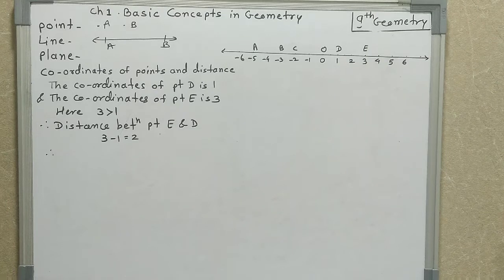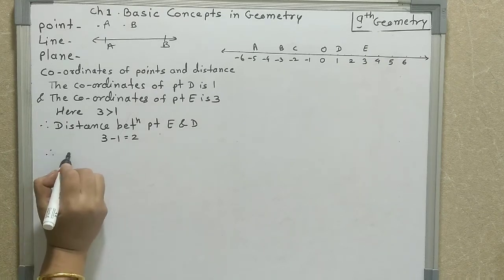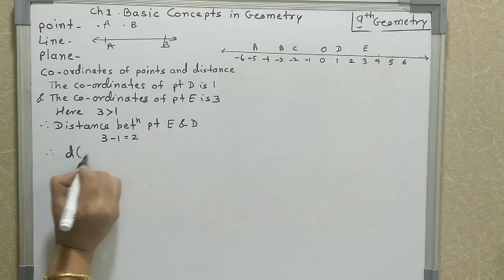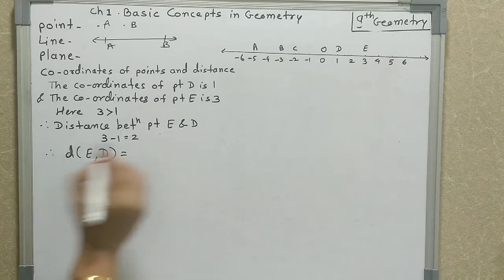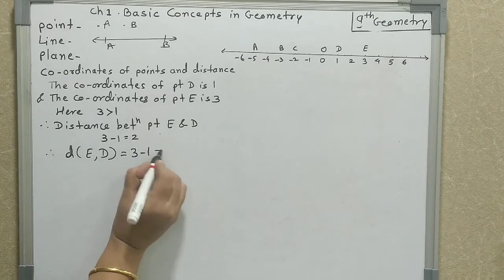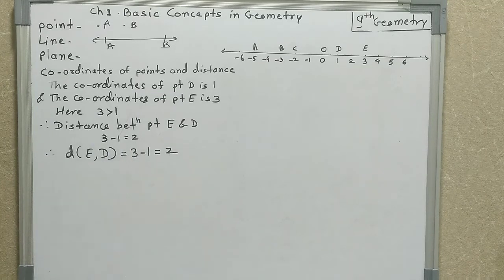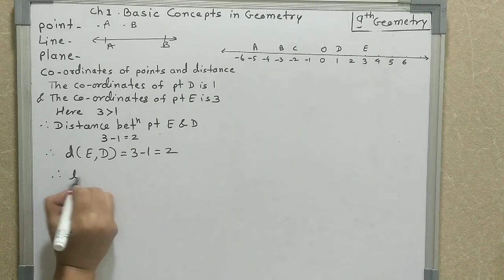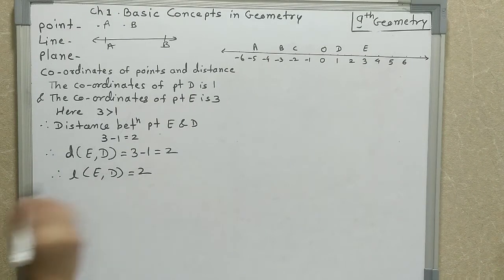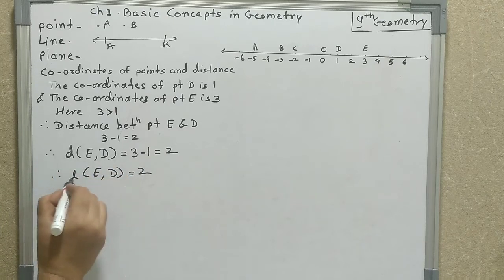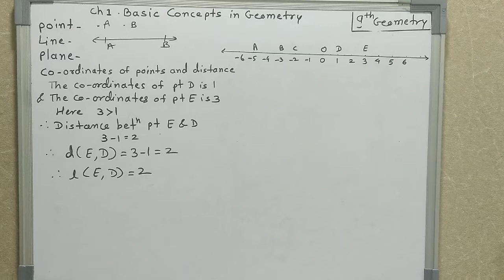The distance between E and D is denoted like this: d(E, D). So here we write 3 minus 1 is equal to 2. Also we write the length of ED. This is the same. So the distance ED and the length of ED, that is 2. These two are the same.